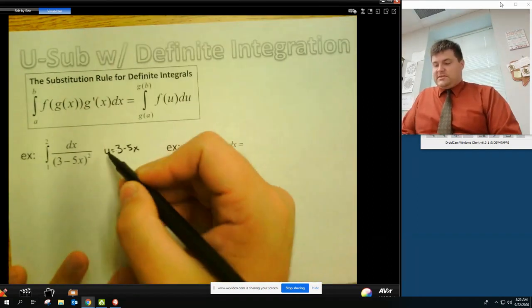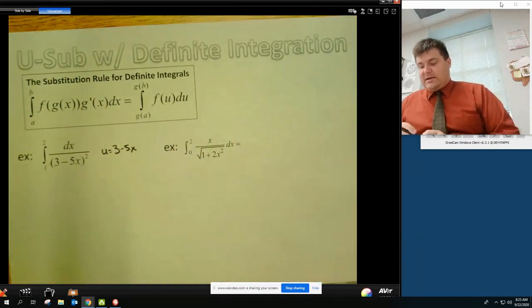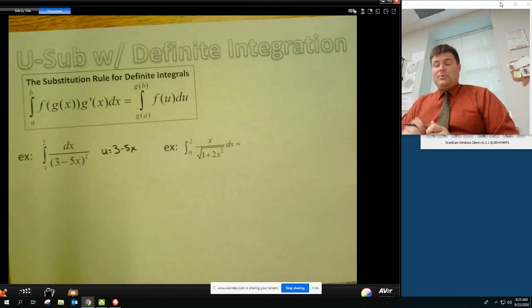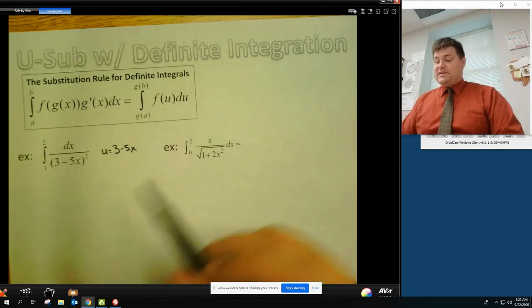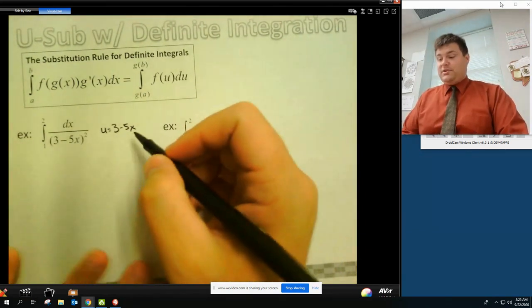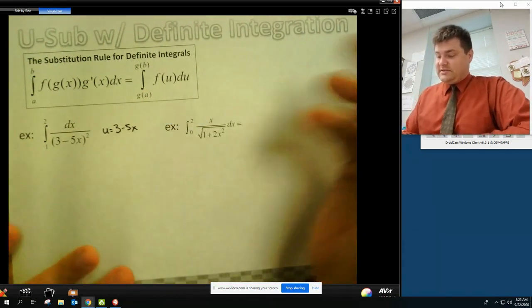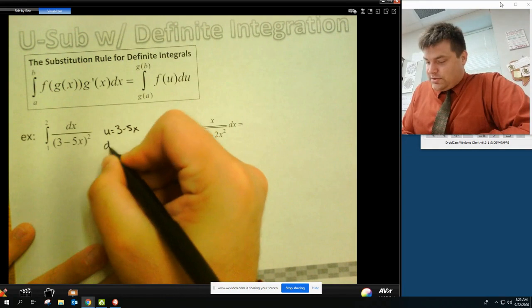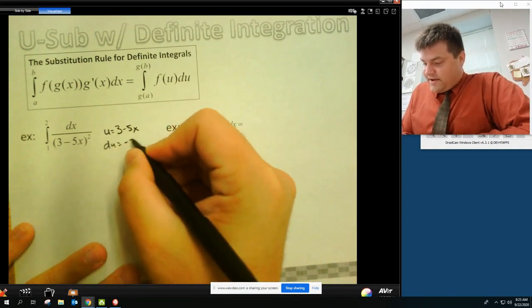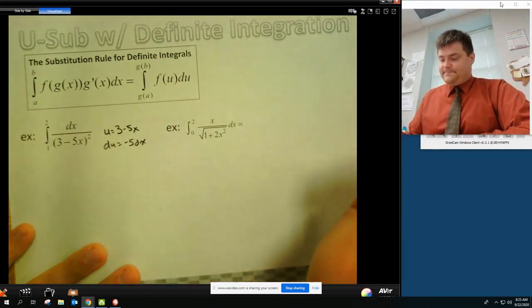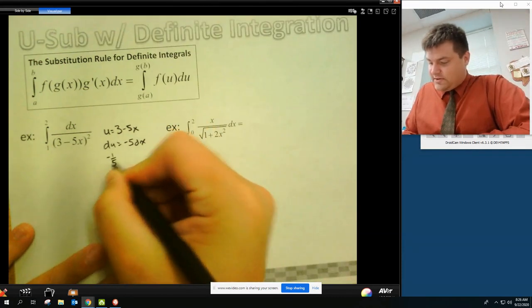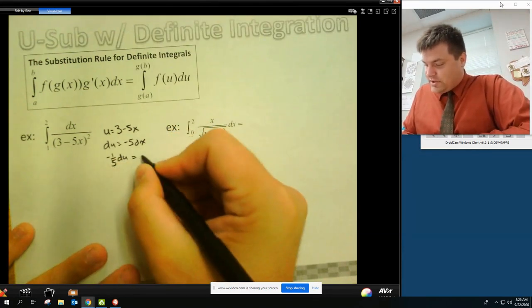Okay, this is what I would call a baby u-sub. The reason it's a baby u-sub is because nothing's going to end up canceling out. All I'm going to be doing is getting rid of the x's. So du is going to equal negative 5 dx. So negative 1/5 du is equal to dx.